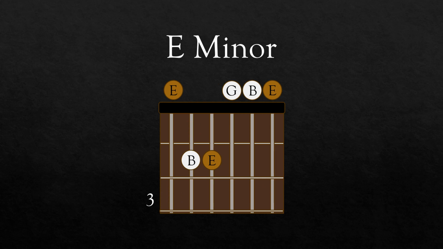The E minor shape should also be familiar. It has its nut side root notes on both of the E strings. Its bridge side root note is on the D string.